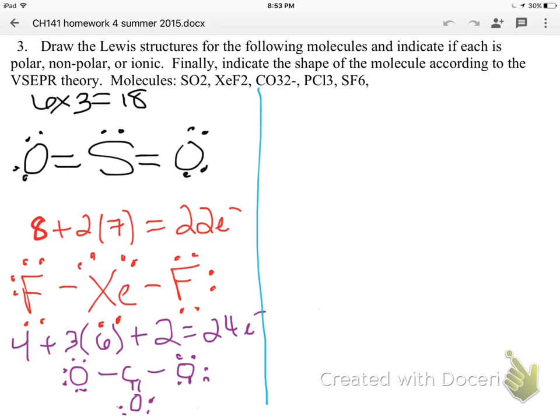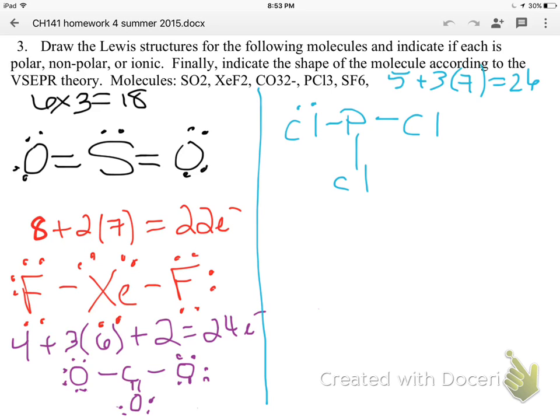Alright, PCl3, so we get a phosphorus in the center and chlorines around it. Okay, and I guess chlorine can really only handle 1 bond, so I'm just going to go ahead and draw those in. We have a total, phosphorus is in group 15, so it's got 5 electrons, and then the chlorines each have 7, so we get 26 here.